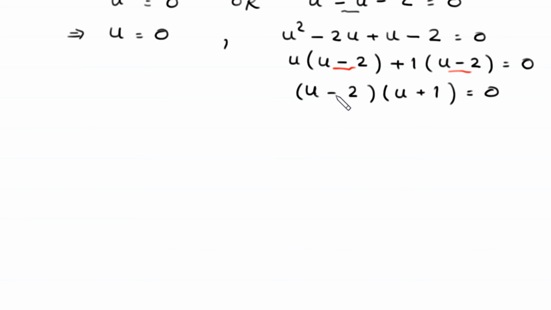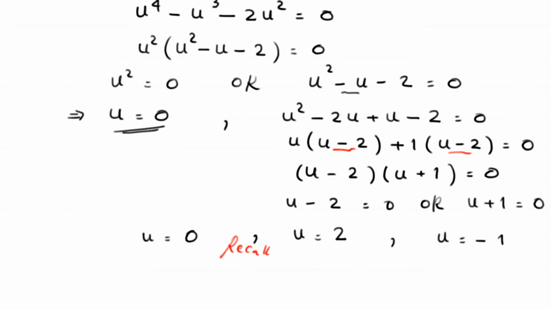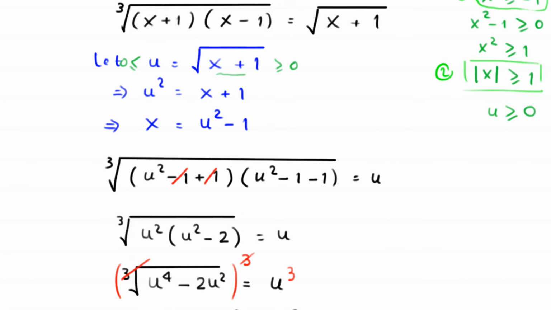Now from here, either this expression u minus 2 equal to 0, or this expression u plus 1 equal to 0. From this equation we get the value of u equal to 2, and from this equation we get the value of u equal to negative 1. And first we found this value, u is equal to 0. Now recall that we have supposed that u is equal to the square root of x plus 1.